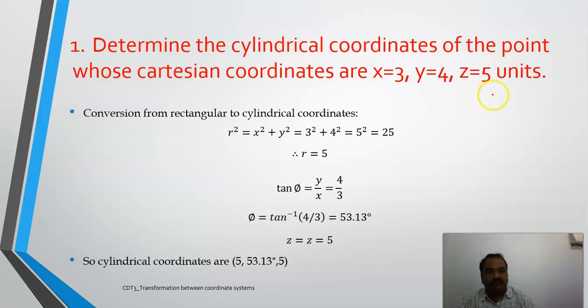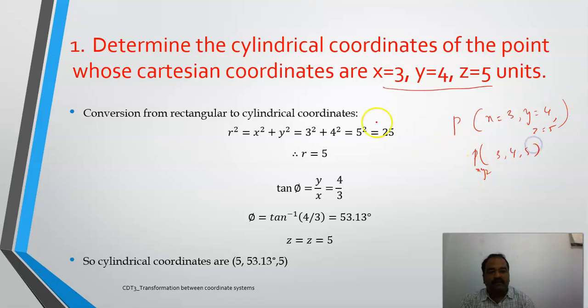So this represents a point. Let us suppose x is equal to 3, y is equal to 4, z is equal to 5. This is a point, which we can represent as P(x, y, z), that is 3, 4 and 5. Now he is asking to convert it into the cylindrical coordinate system.